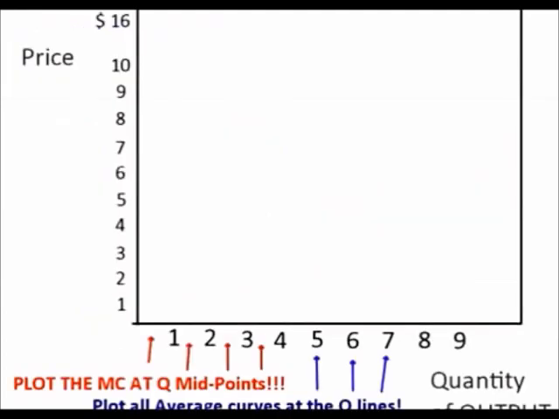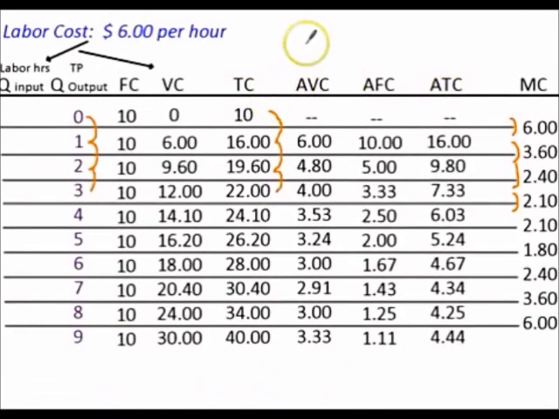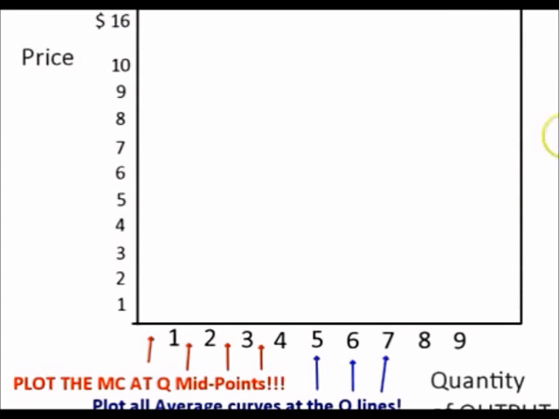Okay, so what I want you to do is graph the averages and marginal. Three averages and the marginal is what I'm going to have you graph. So if you get a piece of graph paper and you label the axes as you see it, notice I'm going to skip 11, 12, 13, 14, 15, 16, 17. I'm going to go from 10 to 16. That's because I ran out of space. When you graph this, the average curves will be plotted at the quantity lines.